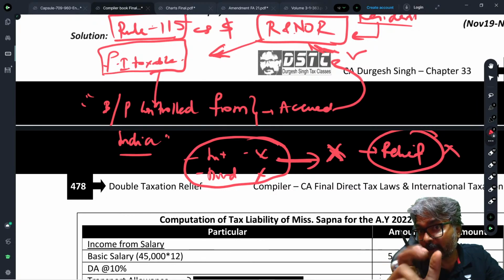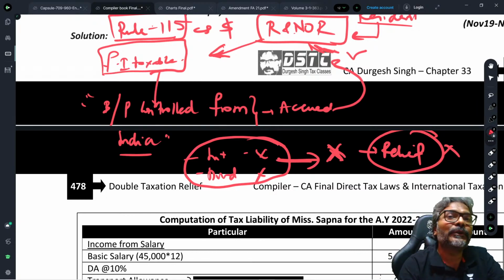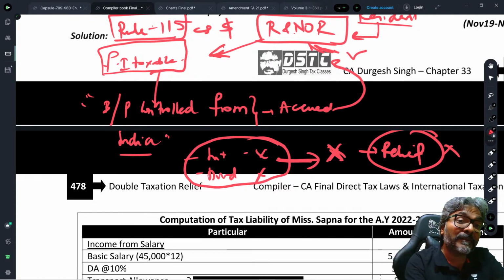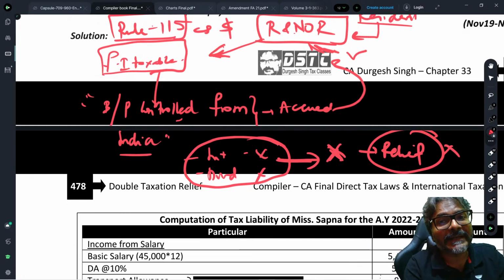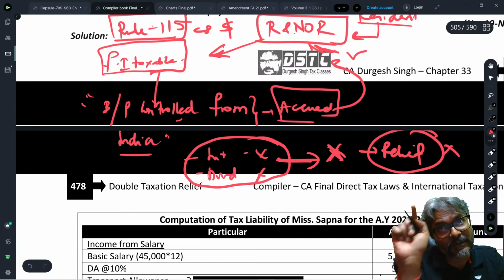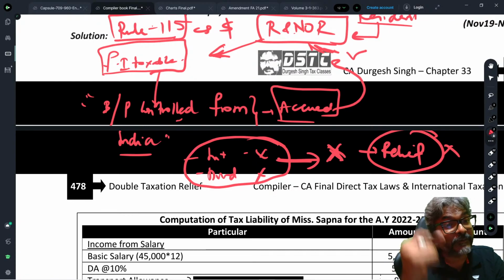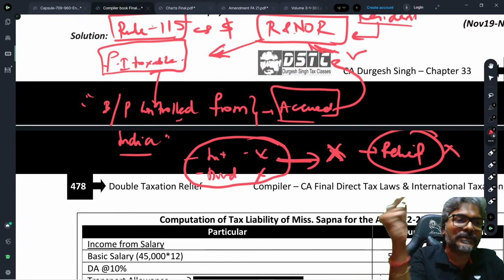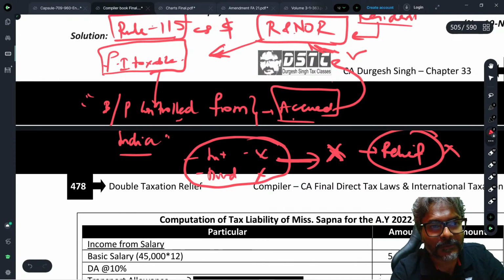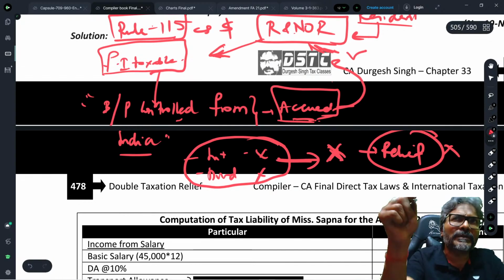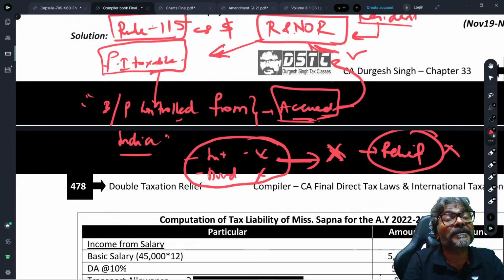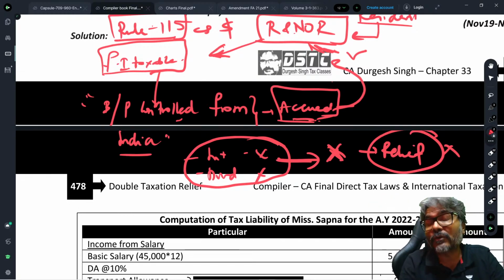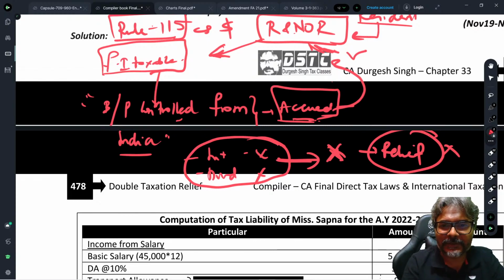If they talk about RN/NOR, these are the informations they will have to give you. Only the business and profession which is carried out outside India, but is controlled from India, that is what we will say is accrued in India. Then in that case, that will fall within the scope. And if that falls within the scope, students, then there could be a double taxation, and on that double taxation there will be a relief on this particular business or profession carried out of India but controlled from India. Shall I proceed further, students, now?